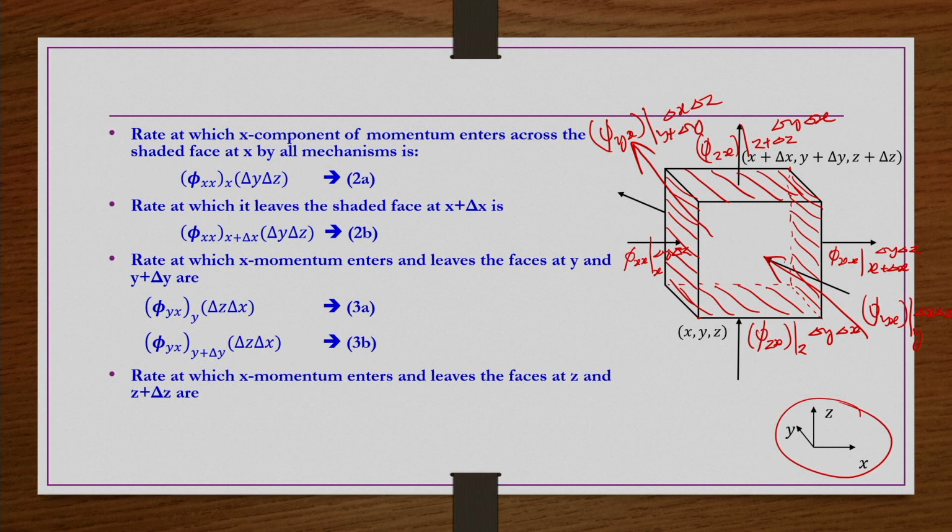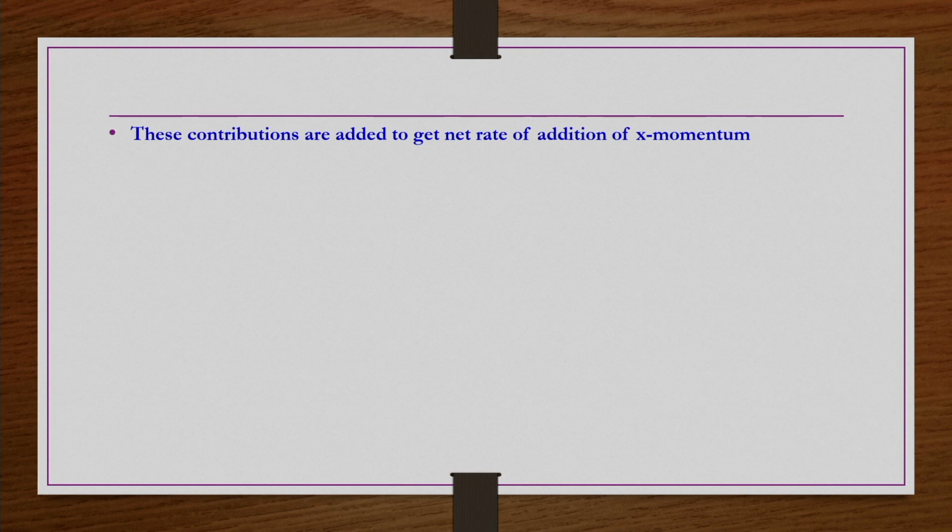Likewise, the rates at which x momentum enters and leaves through the faces at z and z plus delta z are phi zx at z multiplied by delta y delta x, and phi zx at z plus delta z multiplied by delta y delta x, respectively. These contributions are added together to get the net rate of addition of x momentum.